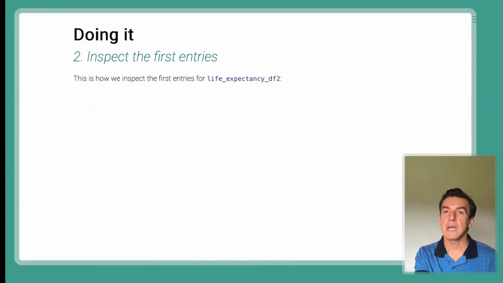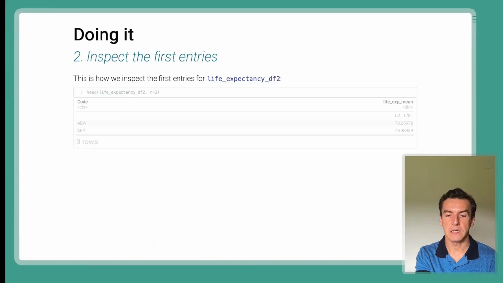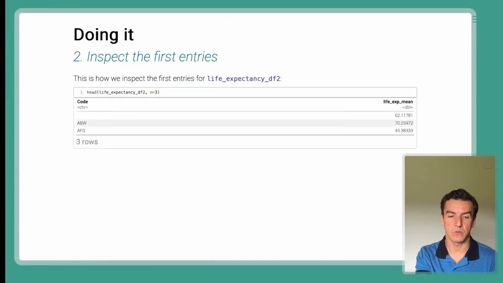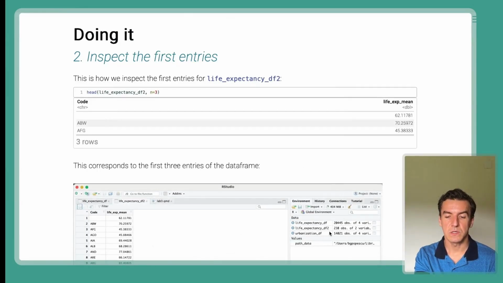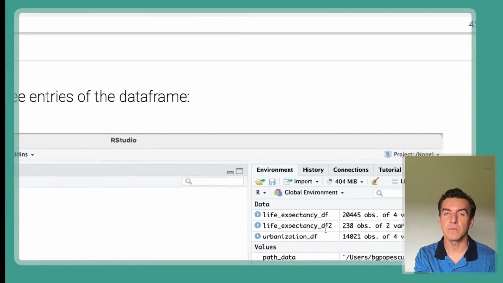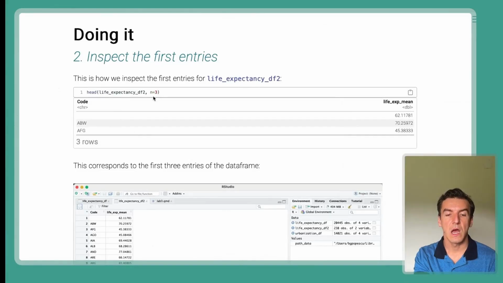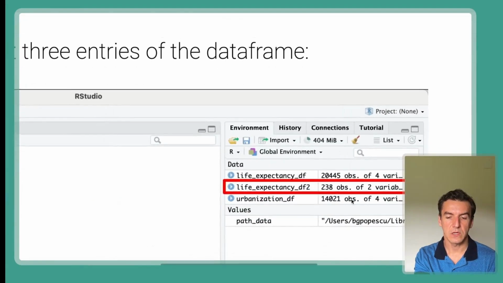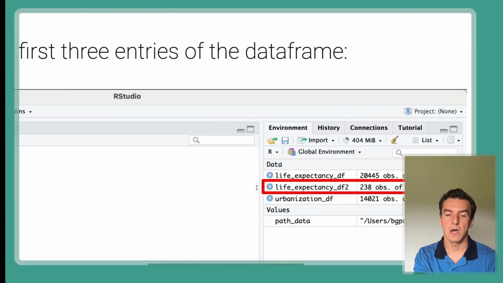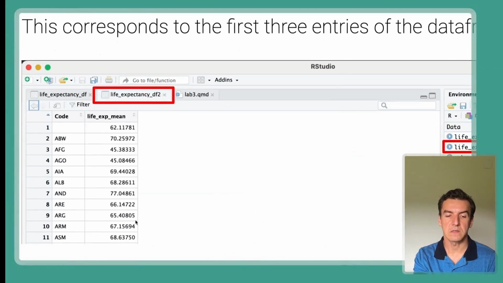Okay, let us first investigate the first entries in life_expectancy_DF2. So what did we just do? The first entries, once we do this, look more or less like this. So we have this data frame called life_expectancy_DF, 238 observations. And if we do head of the new data frame, that's DF2 here, comma, n equals 3, this is going to display the first 3 entries. So notice here, once again, life_expectancy_DF2 has 238 observations. And this is what these observations look like.